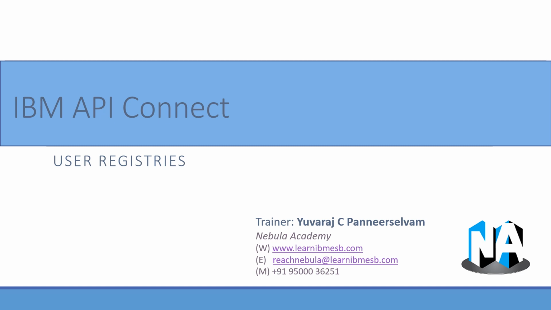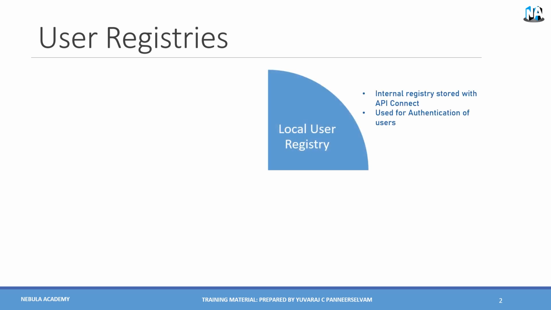When you talk about user registries in API Connect, there are different types of user registries that you could use for various purposes, right? One of them is a local user registry, which is an internal registry that gets created within your API Connect environment and which will be used for authentication of users accessing your Cloud Manager user interface or your API Manager user interface. It's mostly for authenticating users logging into your user interfaces of IBM API Connect.